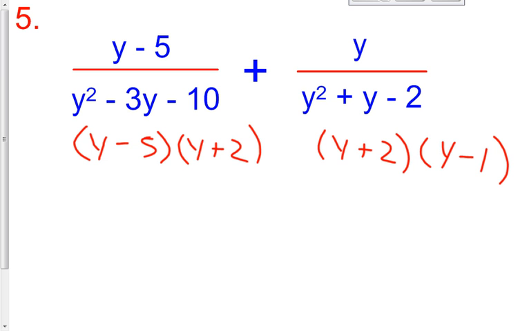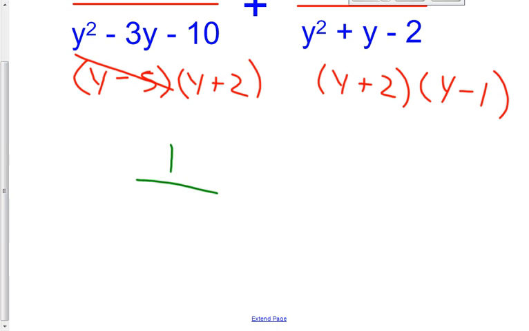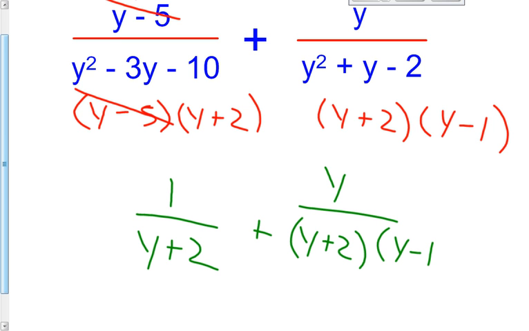Alright, this is going to make things significantly easier for you. Hopefully you recognize this right away. This y minus 5 and this y minus 5, they can reduce. So you can do that, and now you're just going to get a 1 up here. So that's going to make things a little bit easier for you. So let's rewrite this now as 1 over y plus 2. That's what we have for our left fraction. We're adding the fraction y divided by y plus 2 times y minus 1.